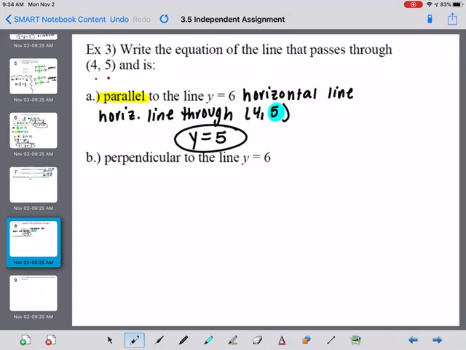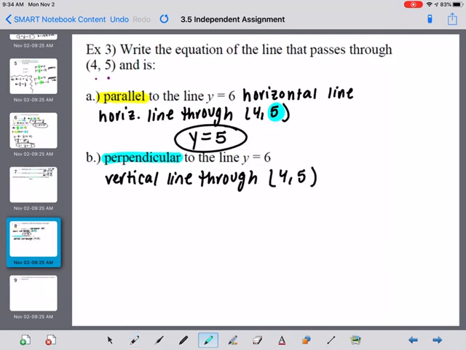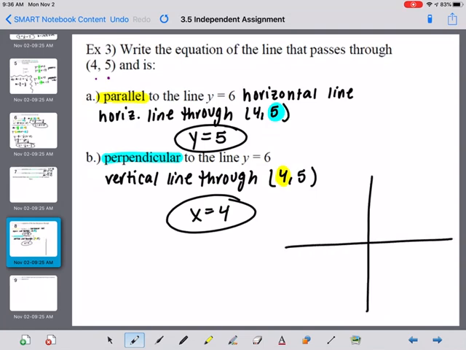Okay. As for the perpendicular line, I need to write the equation of a vertical line through (4, 5). And again, the vertical line is the equation x equals. So we're going through our x value in this case, which is 4. So then let's just see how that works here.